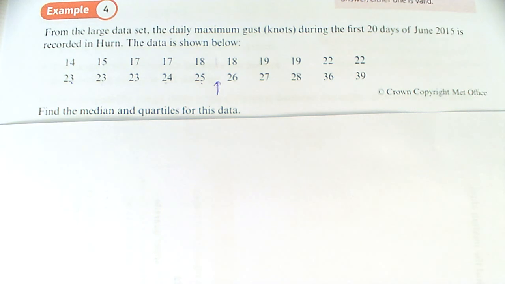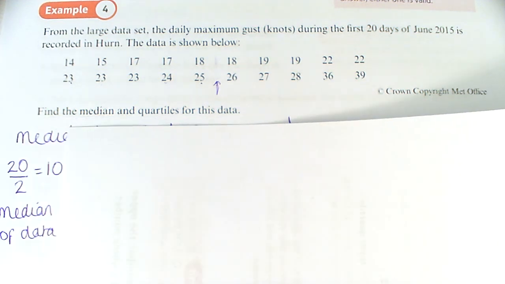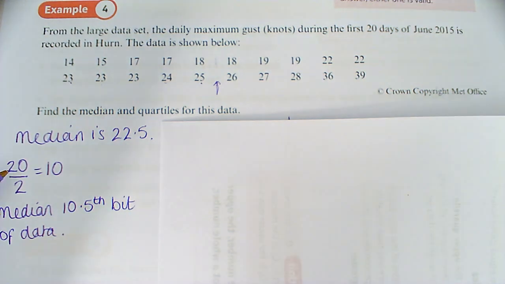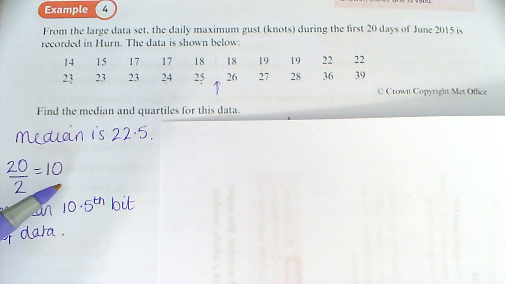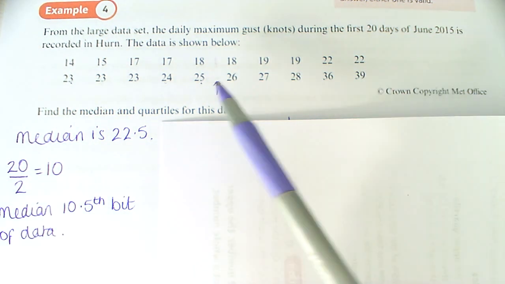So it makes it really easy for us to see that the median value is going to be halfway between 22 and 23, which is 22.5. However, if you wanted to see a similar method using those definitions, we would do 20, which is the number of bits of data, divided by 2 because it's our Q2 or median, and we would get an answer of 10. Because that's a whole number, the bit of data that we need is between the 10th and the 11th value. Therefore, the 10.5th bit of data, which is 22.5.